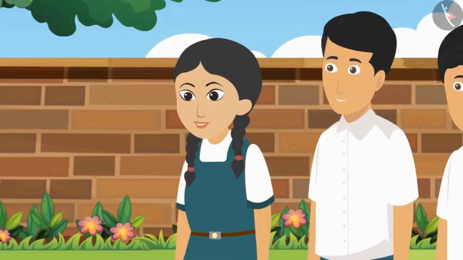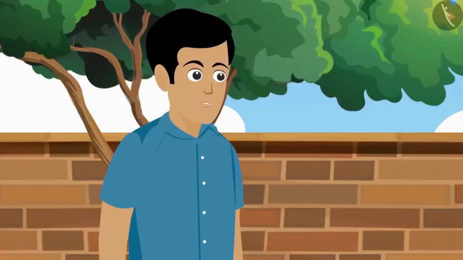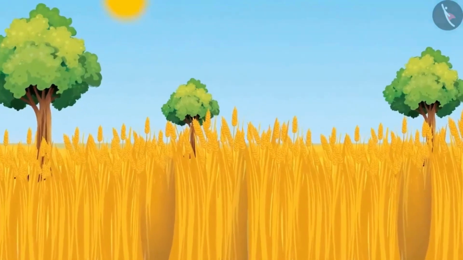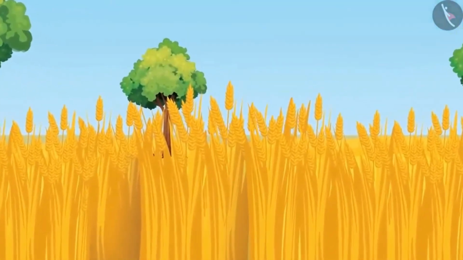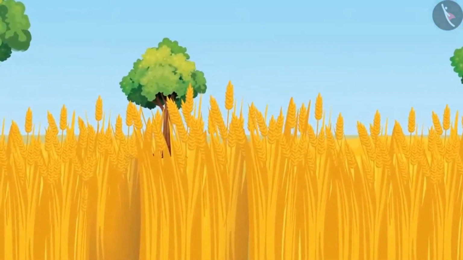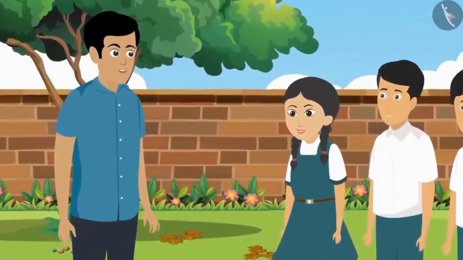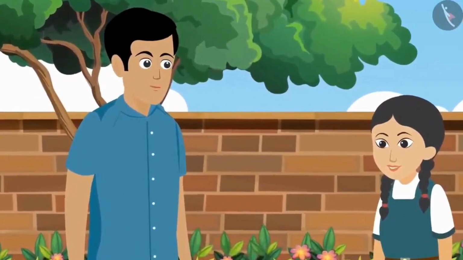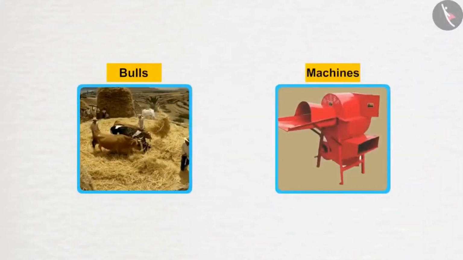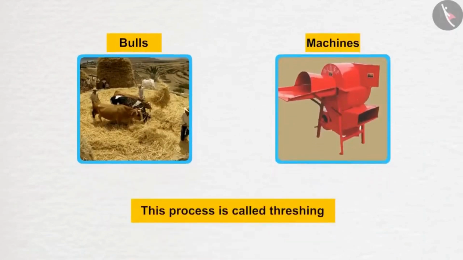And what is the process of threshing? You must have seen the wheat or rice fields. The grains of wheat or rice which are planted are dried in the sun and tied in a bundle and then beaten up. During this time, the grains are separated from the plant. This process is sometimes done with the help of bulls or machines. This process is called threshing.